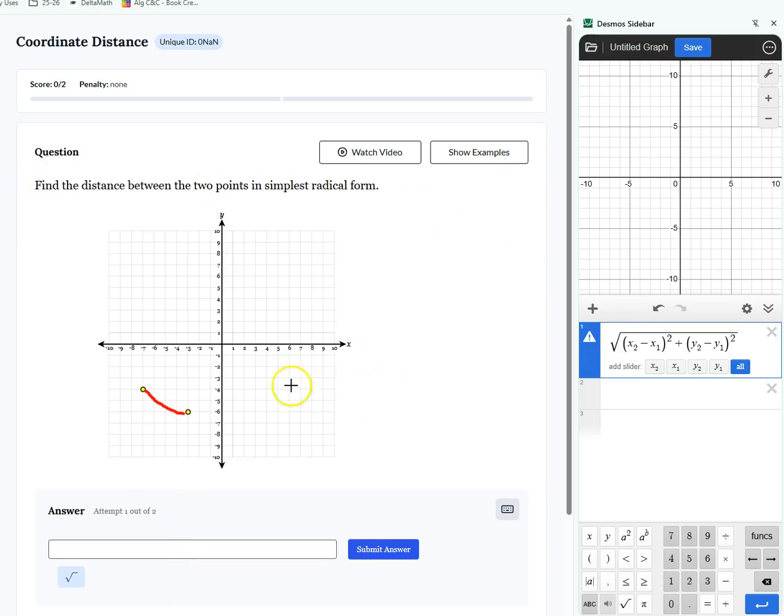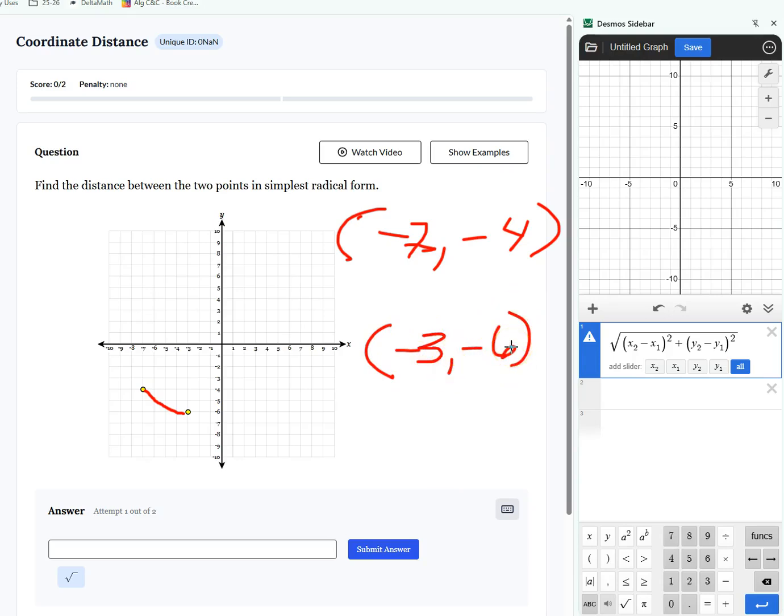So I first need to know what are my 2 points. So I have 2 points at -7, -4. So I need to know what my points are. So let's write those down. -7, -4. And my other point is at -3, -6.